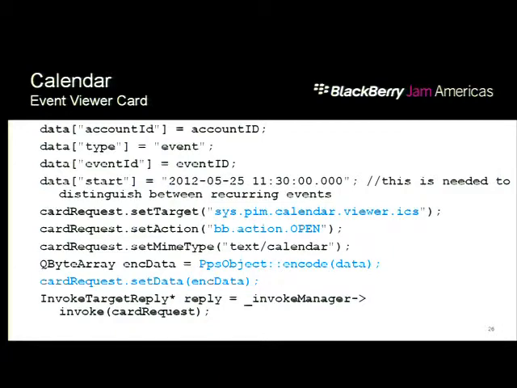So this is the viewer card if you want to just view an existing event that you know of. So you have gotten the event ID somehow, and you are specifying what you want to view. So you want to specify the account ID. The type is going to be event, obviously.